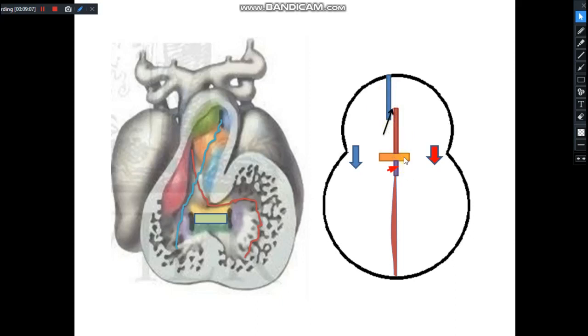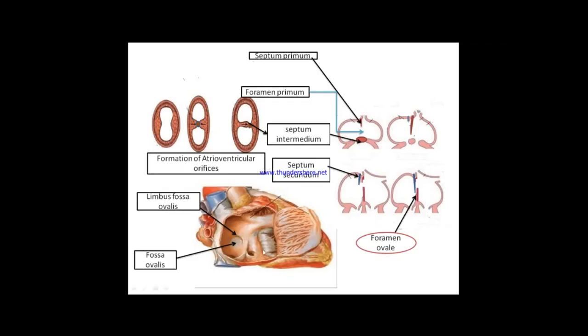Now at this stage, we can see that the septal formation in both the chambers is complete and looks like a cross. The integrity of the cross is an important sign to assess the development of the cardiac septa when seen by ultrasound. If any part of it is missing, we can say that there is a particular septal defect. This is the limbus fossa ovalis.